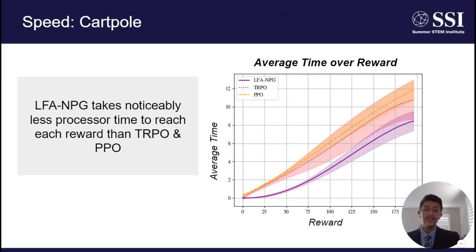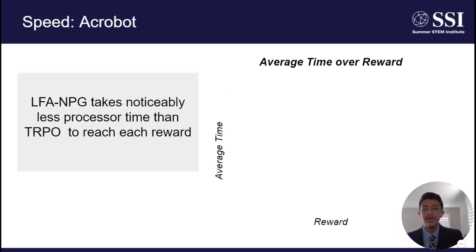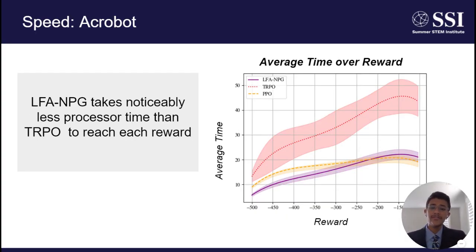Having now established that LFA-NPG can match or exceed the performance of flagship algorithms TRPO and PPO, we now compare the speed of each algorithm. In the CartPole environment, we observe that LFA-NPG takes noticeably less processor time to reach each reward than the more computationally expensive algorithms TRPO and PPO. And within the Acrobot environment, we observe that LFA-NPG and PPO massively outspeed TRPO and run at a similar speed.